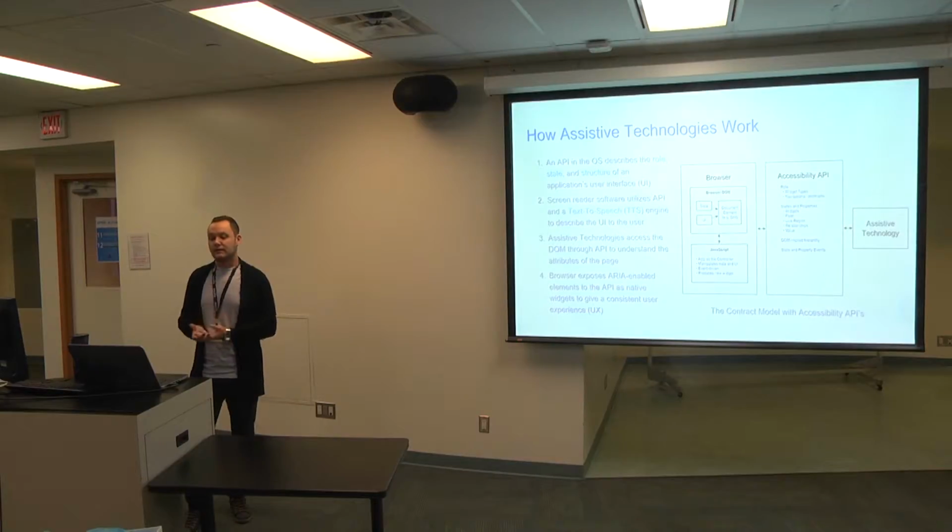So then the assistive technology, whether it's a screen reader or another type, will access the DOM on a web page through the API to understand what each of the attributes are. And the browser will expose these ARIA-enabled elements to the API as native widgets. So what this does is it gives the user a consistent experience so that everything kind of translates the same way to the API, and it'll function the same way when they need to use it.